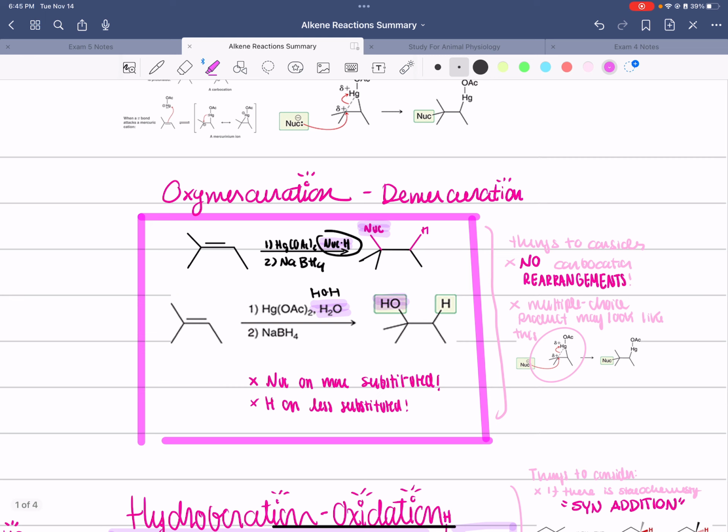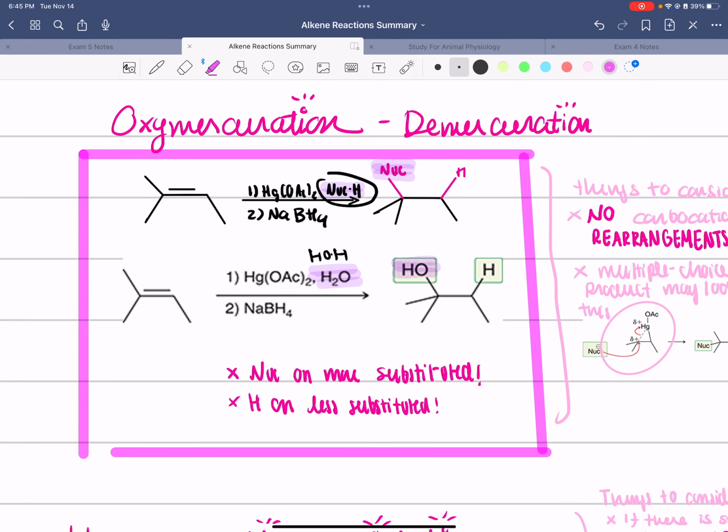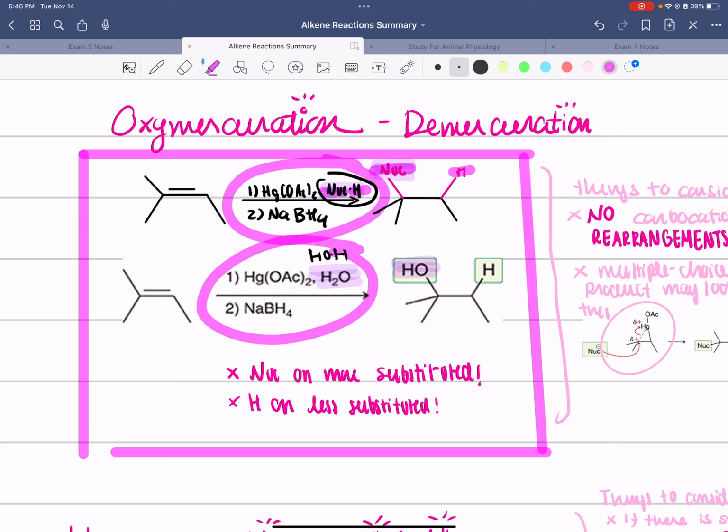So we can now go to oxymercuration. In oxymercuration, you're going to see it in this form. Meaning that in this case, our nucleophile will go on the more substituted carbon, and our hydrogen will go on the less substituted. So for example, here we have our nucleophile and then our hydrogen on the less substituted carbon. This is an example of what you will be given on a test.